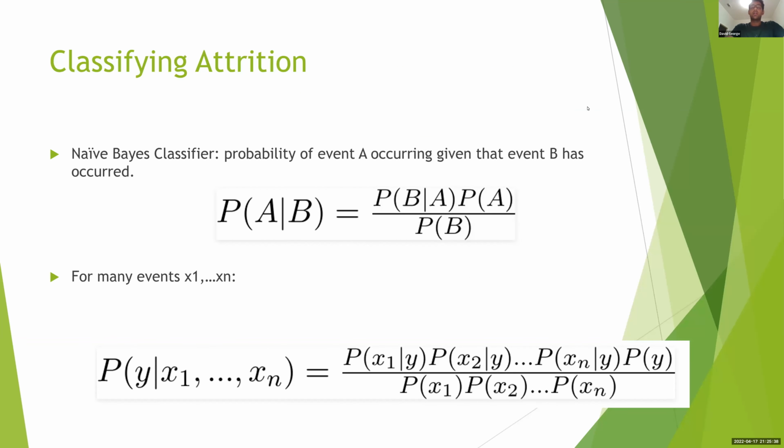These three graphs are sort of a segue into my next analysis, which was classifying attrition. In order to do so, I used something called a naive Bayes classifier. Naive Bayes is a statistical theorem which allows us to calculate the probability of event A occurring given that event B has occurred. So if we had many events like x1, x2, all the way through xn, we would be able to calculate the probability of event Y given that events x1, x2 through xn have occurred, as shown in the second formula.